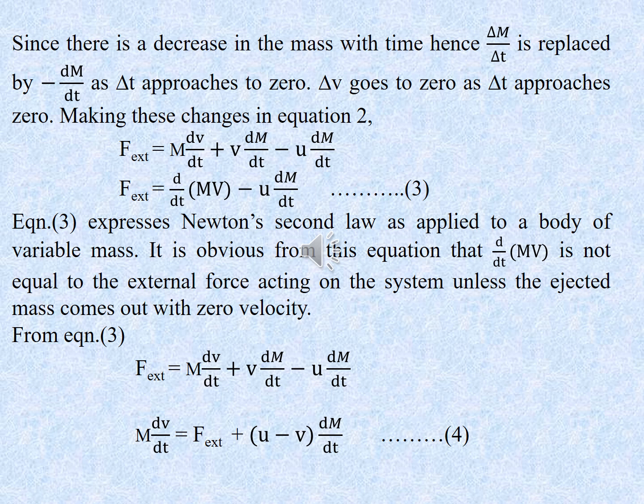So from equation 3, F external is equal to m dv by dt plus v dm by dt minus u dm by dt. It can be written like this: m dv by dt is equal to F external plus, here we are taking dm by dt as a common factor, (u minus v).